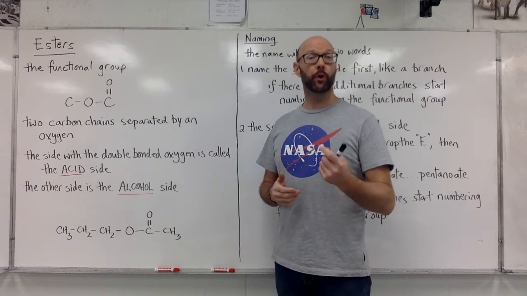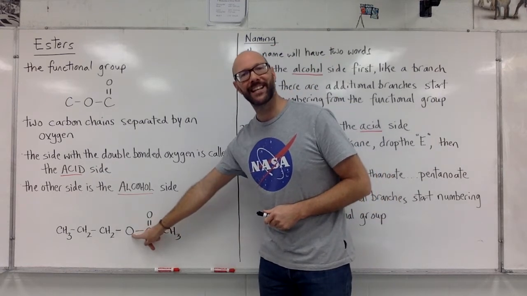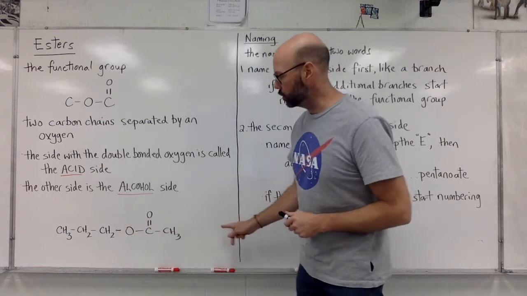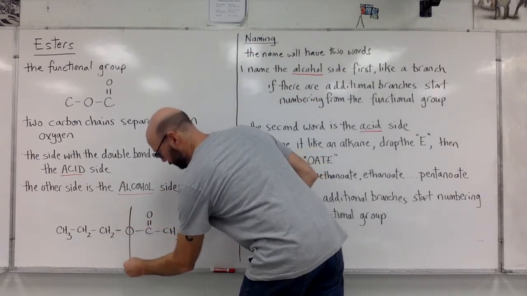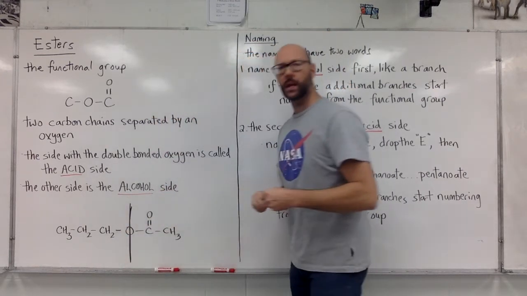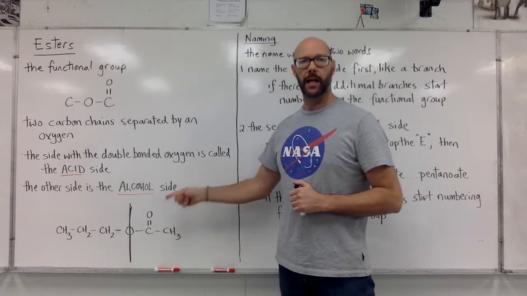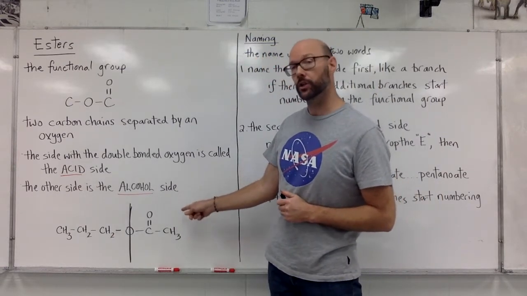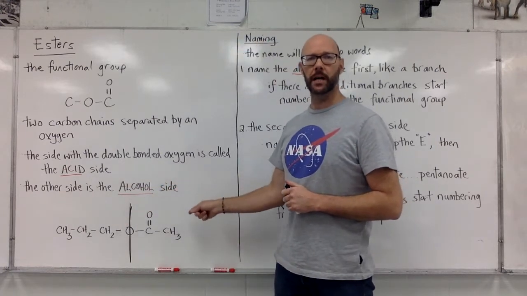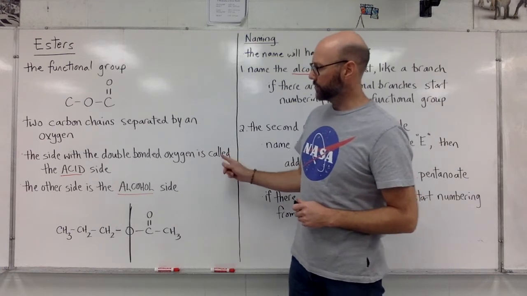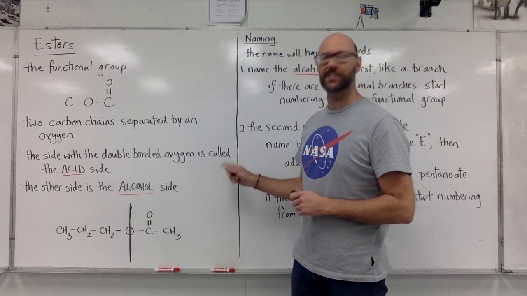My suggestion for a good strategy is put a line right through the oxygen that's in the chain. Find that oxygen that's in between two carbons and put a line right through it. That's really going to make the double bonded oxygen stand out. This one has it on the right-hand side, but it could have been on the left-hand side. Look for that double bonded oxygen. The side with the double bonded oxygen is called the acid side.